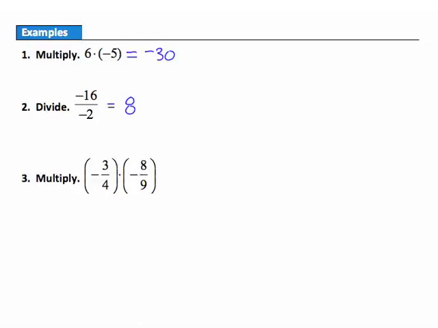Example 3, we're asked to multiply these fractions together. Well, first let's take a look at what the sign is going to be. I have a negative 3/4 times a negative 8/9. Well, those signs are the same, so that's going to give me a positive answer.